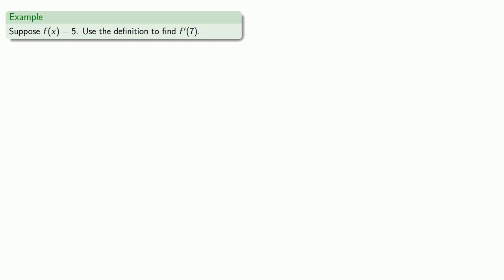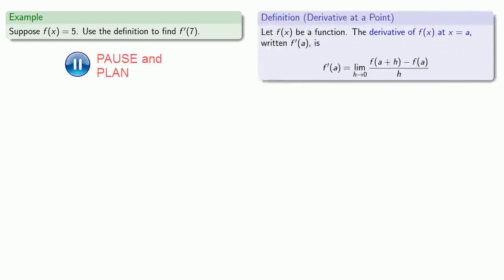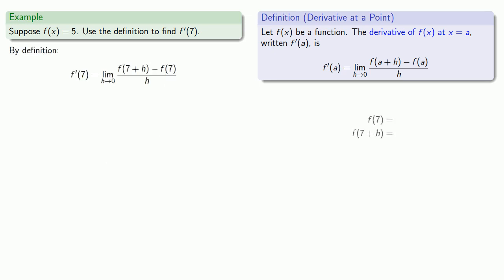So again, we know we should be using the definition because the problem asks us to use the definition. So we'll pull that in. And to use the derivative, we need to find f of 7 and f of 7 plus h. So we find those values, and then we substitute them into our difference quotient. And by definition, we get a derivative of 0.